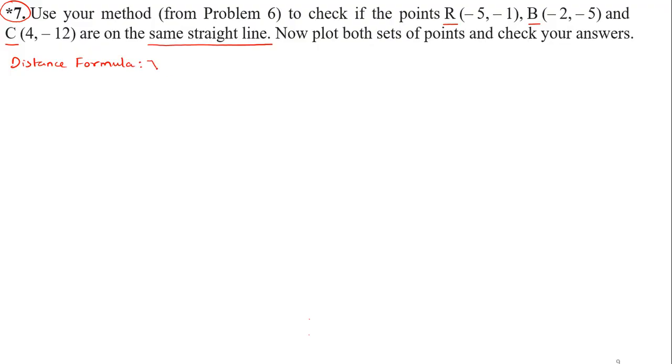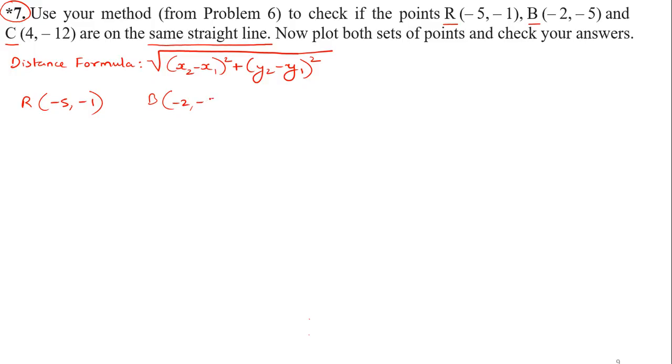So what is distance formula? We will write the formula here. The formula is the square root of (x2 minus x1) whole square plus (y2 minus y1) the whole square. Now we will write all the 3 points here once again. So point R is (-5, -1). Then B is (-2, -5). And then C is (4, -12). So first we will find the distance RB.